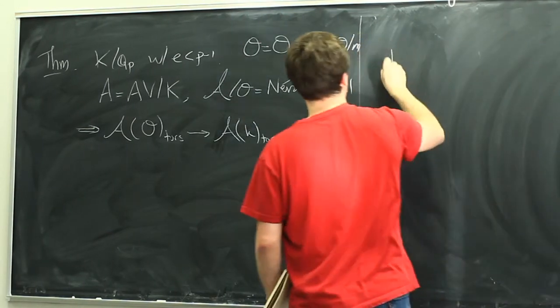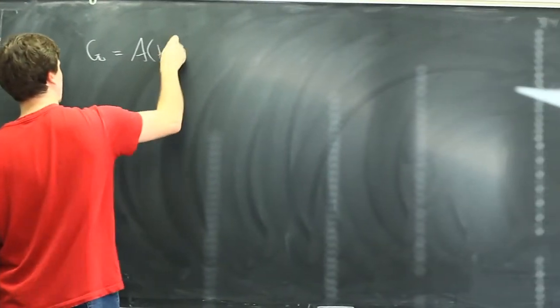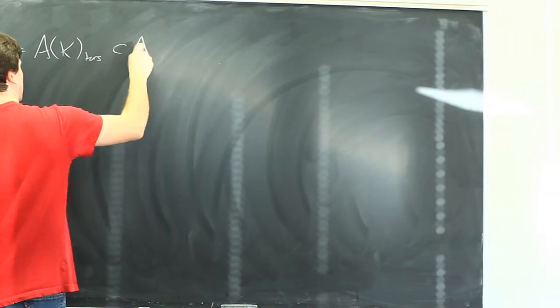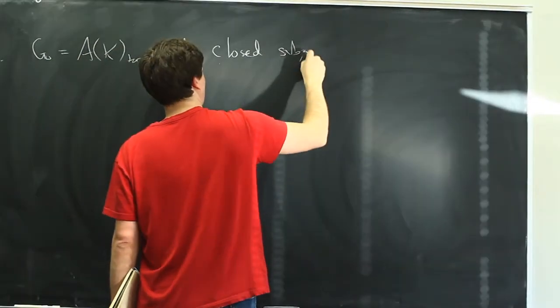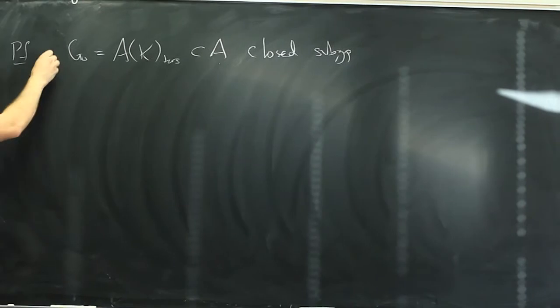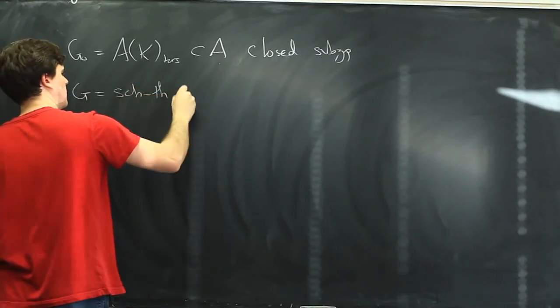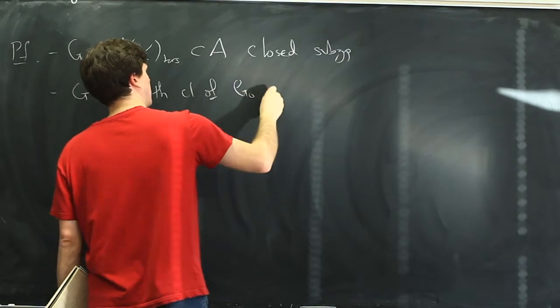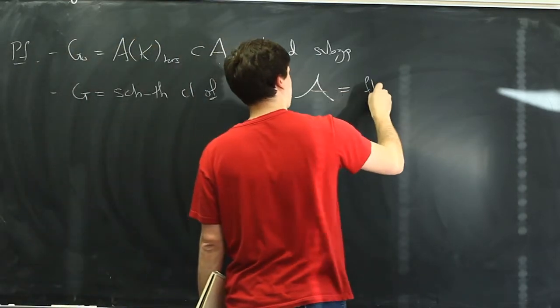Okay, so the proof. I'm going to let G0 be the torsion group of A, so I'm thinking of it as a closed subgroup scheme. If I think of it as a group scheme over Spec K, it's constant. It's just taking K-points. And then I'm going to let G be its scheme-theoretic closure in the Néron model. And we know that this is a flat and quasi-finite group scheme.